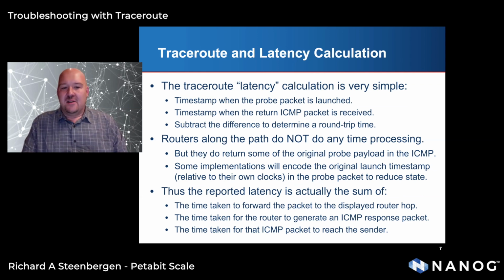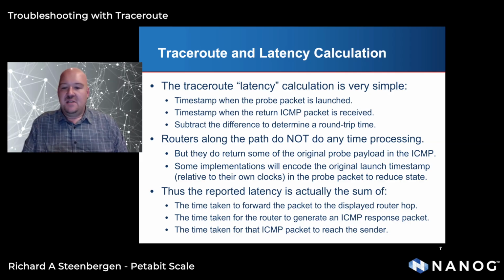So the latency calculation is really simple. Like I said, we take a timestamp of when we launch the probe, and we take a timestamp of when we get the ICMP packet back, and you subtract the difference, and there's your round trip time. So routers along the path don't actually do anything to the packet. They're not involved in time calculation, I should say. They are involved in generating the ICMP, but they don't do any time processing.